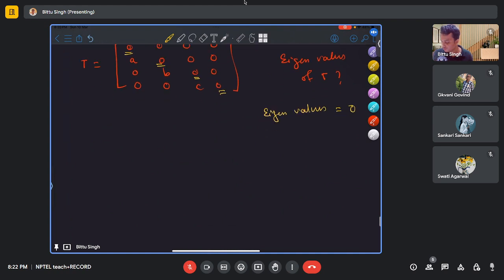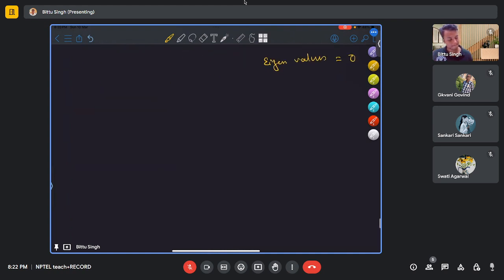Let us see another example. This is actually an exercise from the book. It says prove that I minus AB is invertible if and only if I minus BA is invertible. So this is the question. How do we prove that?